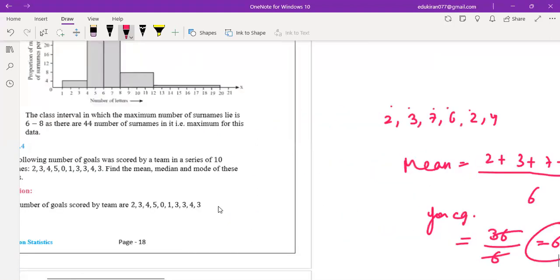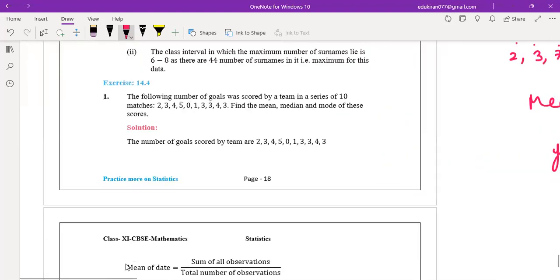So, first, before starting, you will write the formula. Mean of data is the sum of all the observations divided by the total number of observations. Okay? Then you will do this.